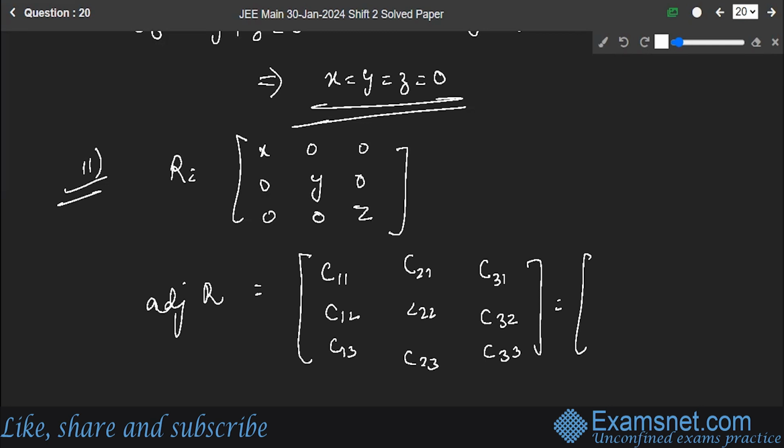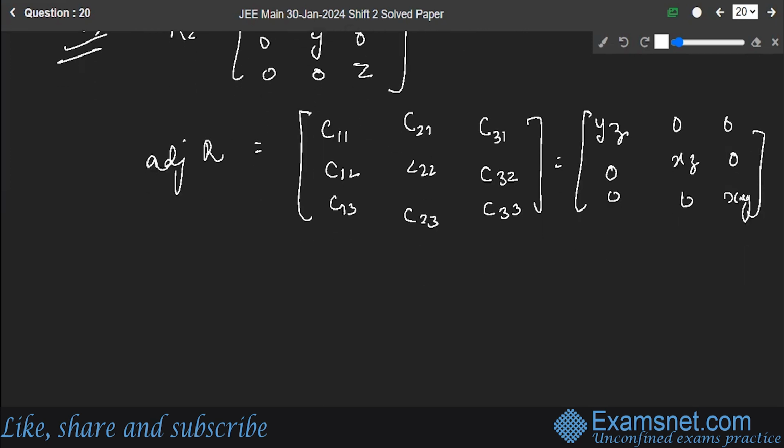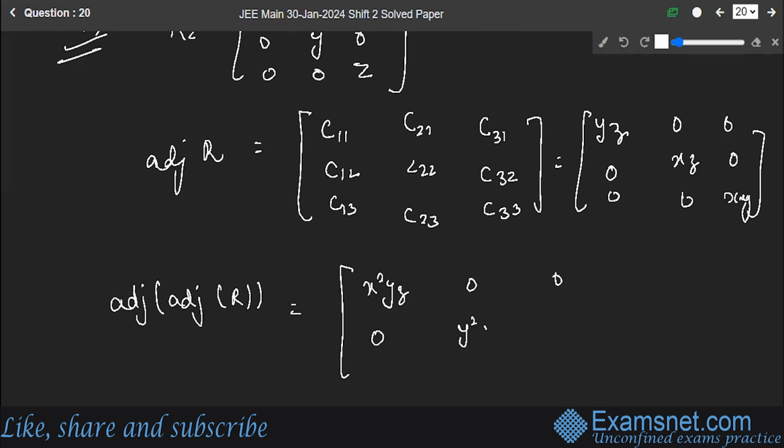So this is first row, first column. I'm leaving this, so this will be yz. And first row, second column first. This will be 0. On solving this, you will get this: xz 0 0, xy. I hope you know how to find out adjoint, right? Similarly, if you find out adjoint of R, this will come out to be x square yz 0 0, 0 y square xz 0, 0 0 z square xy.